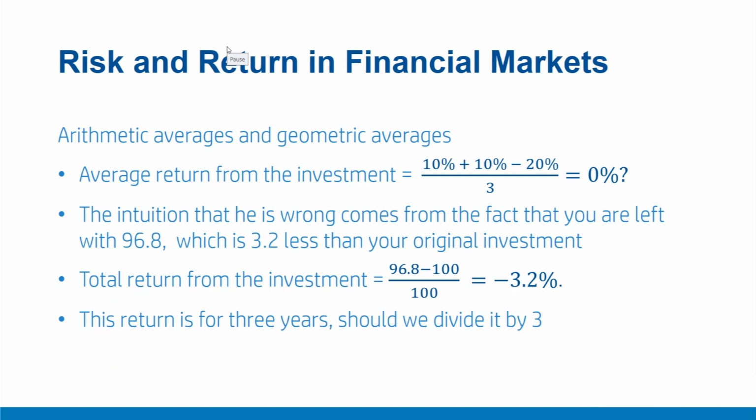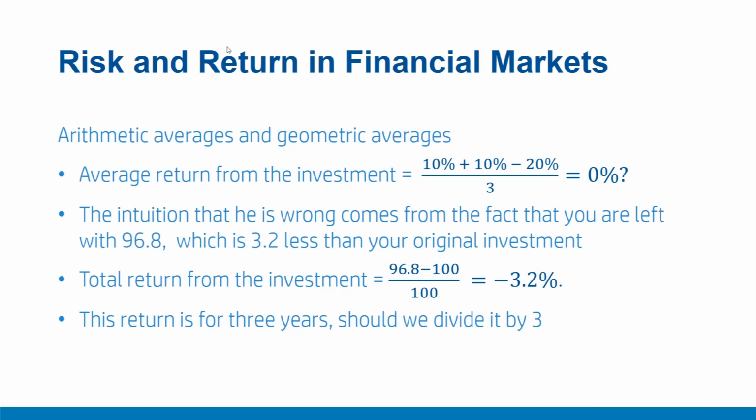Now you are expected to compute average returns from the investment. Your accountant tells you that average return from the investment is equal to 10% plus 10% minus 20% upon 3, which is 0%. Is he correct? Please note, although we'll discuss it later, this is called expected return, but we'll explore this concept in more detail shortly. The intuition that he is wrong comes from the fact that you are left with 96.8 at the end of the holding period, which is 3.2 rupees less than your original investment. Surely your investment yielded you a negative return, but how much negative, that we'll see.